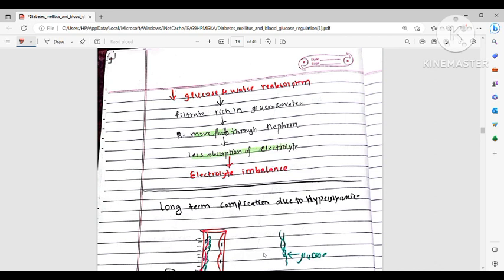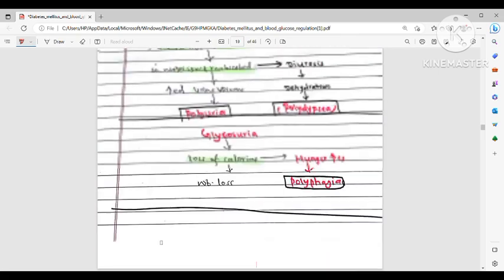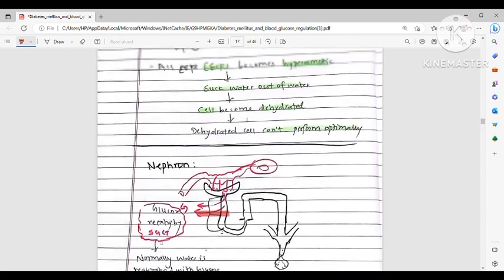Also, there will be decreased glucose and water reabsorption, as I have told earlier. The filtrate rich in glucose and water moves very fast through the nephron. Less absorption of electrolytes leads to electrolyte imbalance. Let us discuss here.